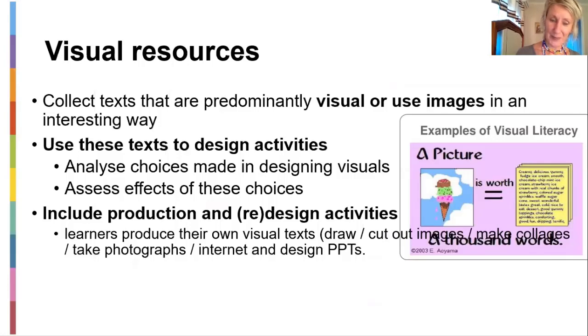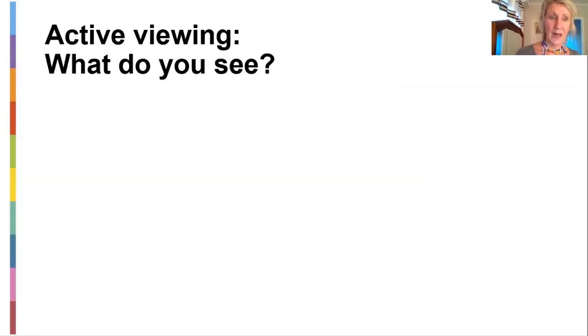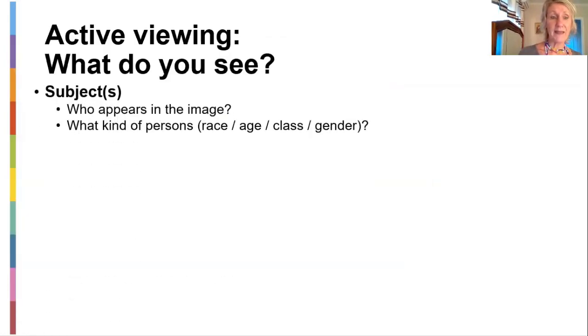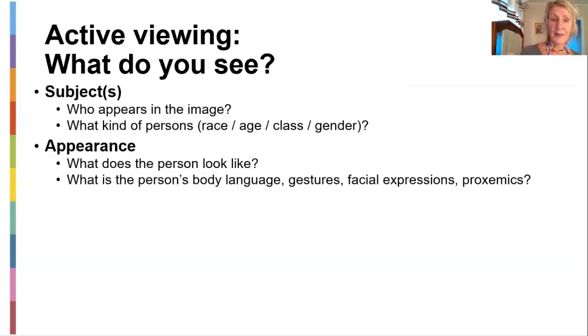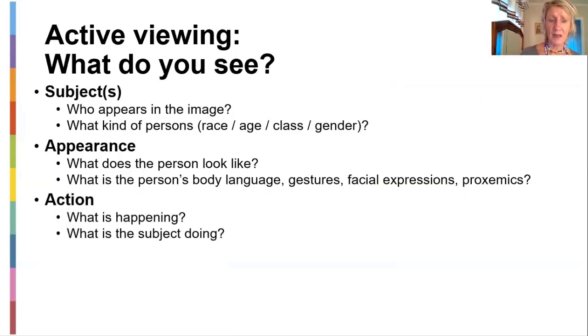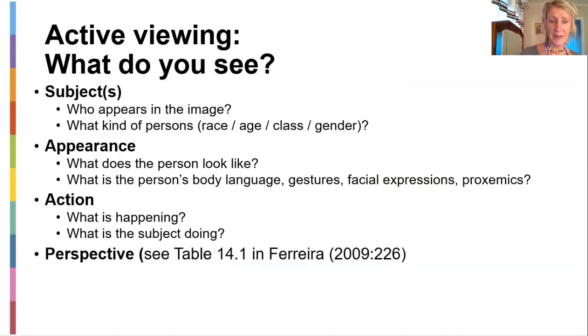Okay, let's go on. Oops, I'm going the wrong way. Okay, active viewing, what do you see? There are different things. If you're going to analyze a picture, who appears in the image? Look at that lady and discuss her, the husband, the children, the parents, what they look like, what their body language, facial expressions and proxemics are, what is happening in the picture. And as I referred to last week, look at table 14.1 in Ferreira again, which describes how you can analyze a picture actively.